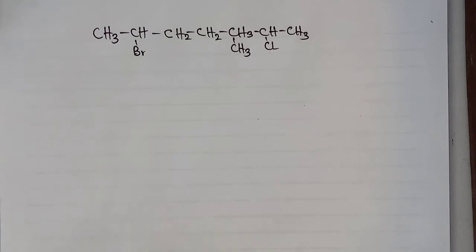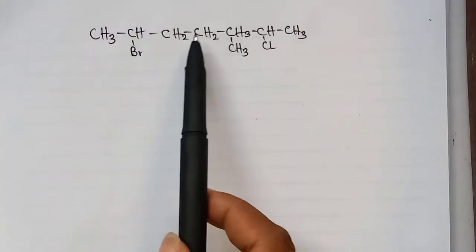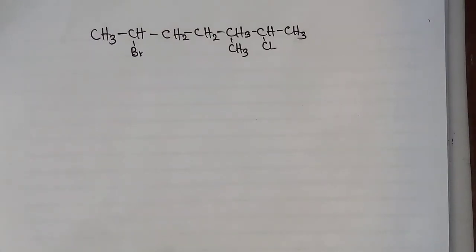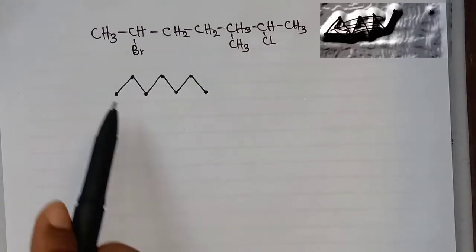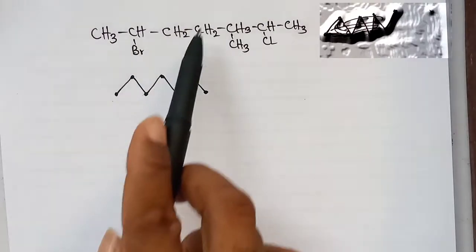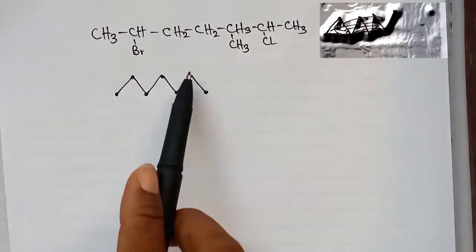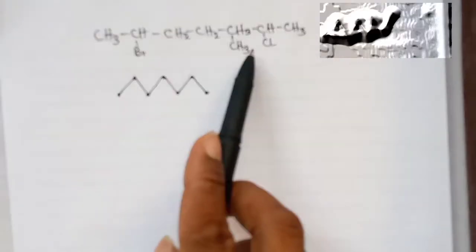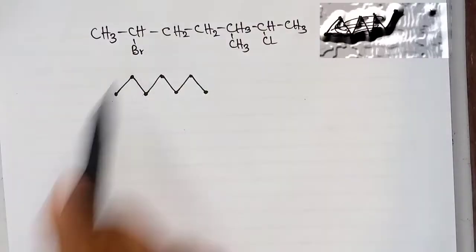Now from this, we are having 1, 2, 3, 4, 5, 6, 7. There's another way of drawing this. We call it Lewis structure. Some people call it skeleton. Let me do the skeleton here for us. So we have this for this, this for this, this for this, this for this, this for this, this for this, and this for this. So let's insert this, and this.